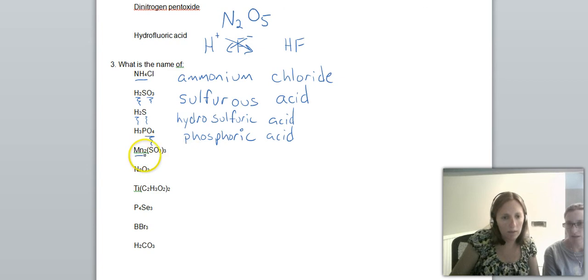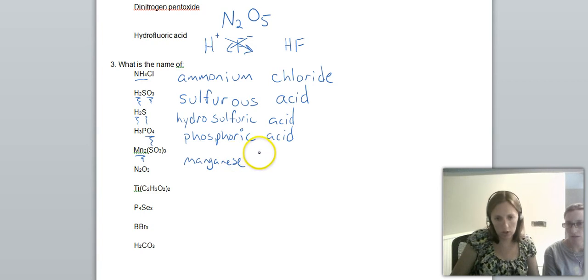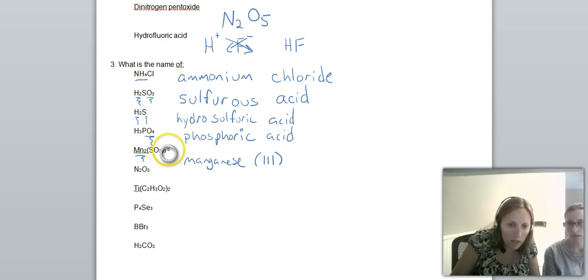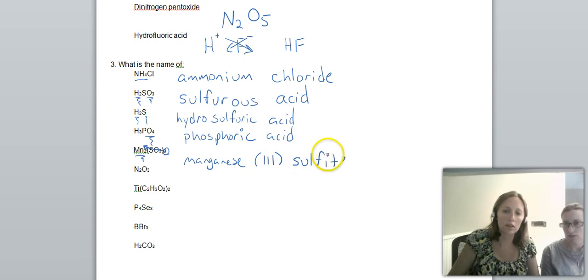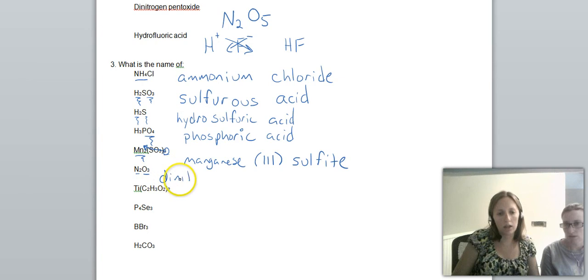And we've got manganese. And the thing about manganese is that it is a transition element, so you need to put his charge, 3. How did you know it was 3? Because this 3, thank you for circling and deleting my circle, was up here. So that's manganese 3. And then the SO3 is sulfite. Here we have a covalent compound with nitrogen and oxygen both being nonmetals, so it's covalent. You've got dinitrogen trioxide.